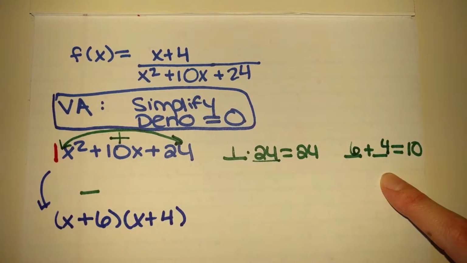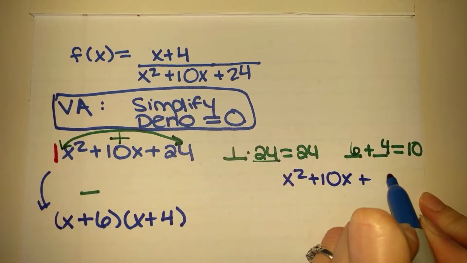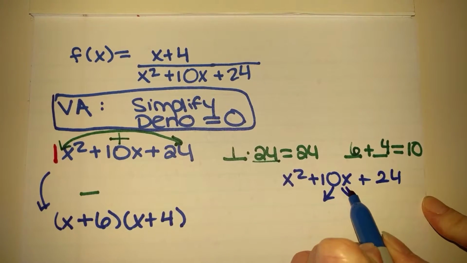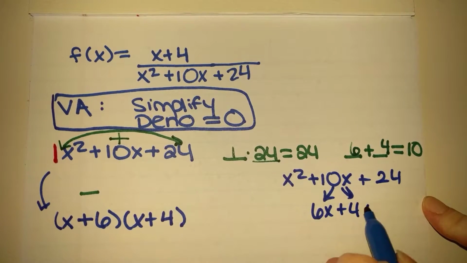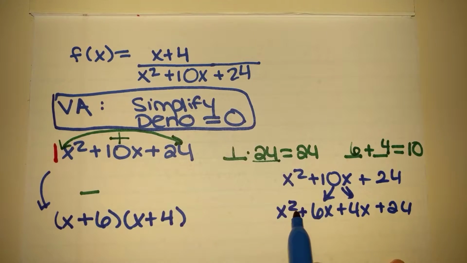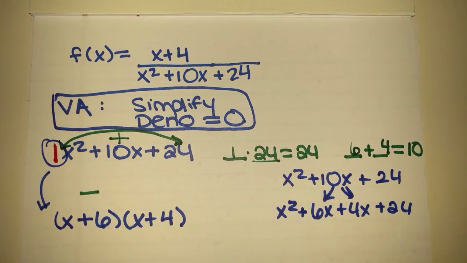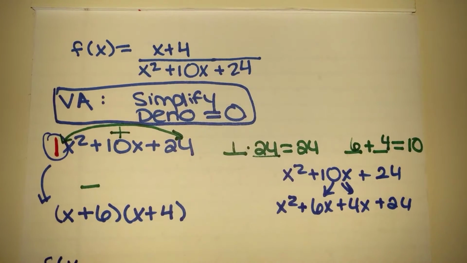Now, please note that you could also go over here and do your factoring by grouping, break this up into 6x plus 4x plus 24, and this will give you the same result as if you just plop it down. The reason why we can do that is because of this 1x squared. So either way, we will get our factorization.